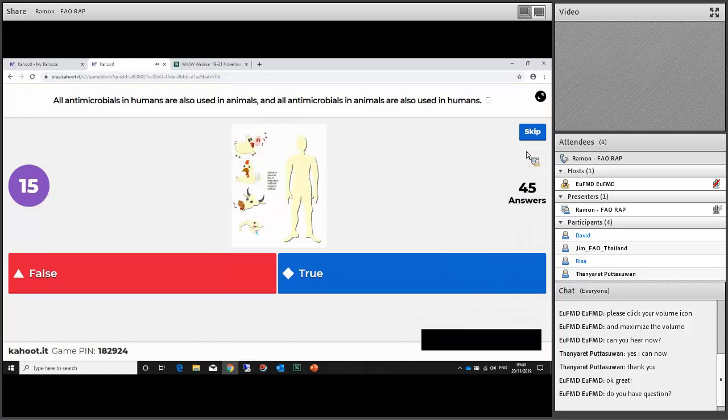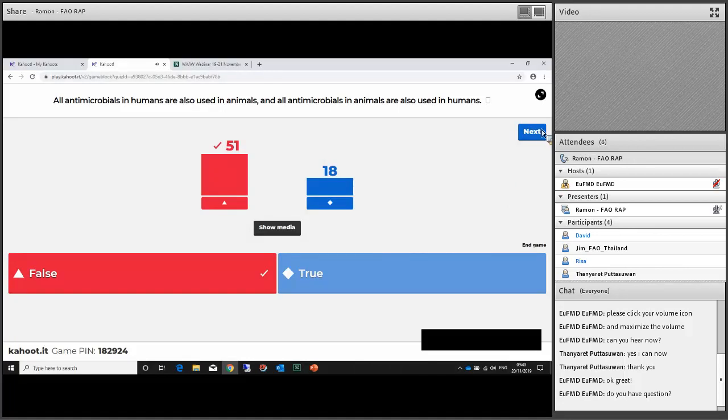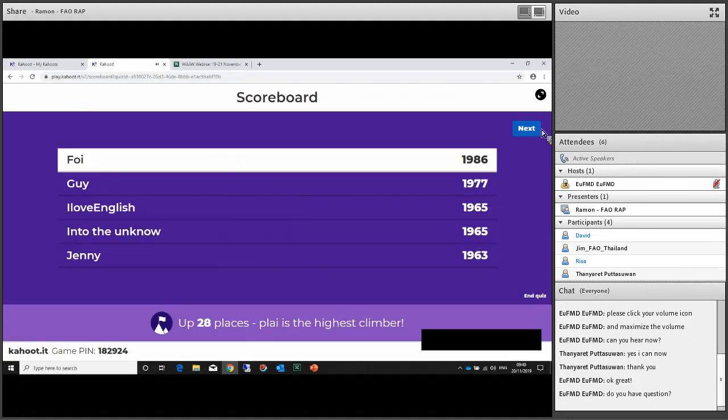Second question. All antimicrobials in humans are also used in animals, and all antimicrobials in animals are also used in humans. True or false?